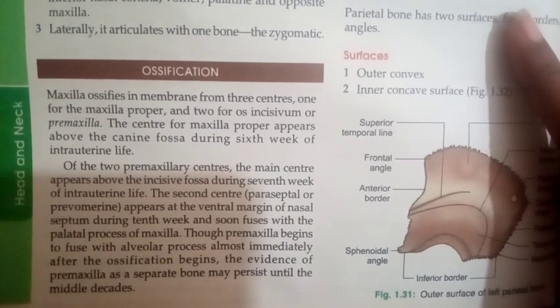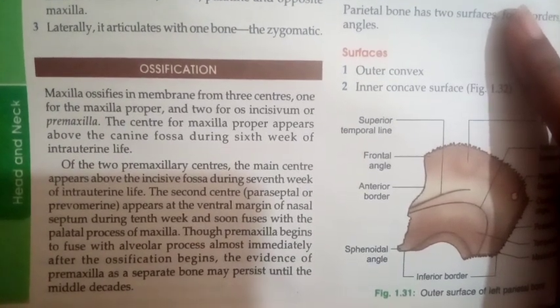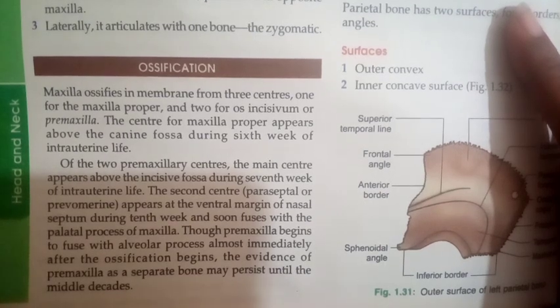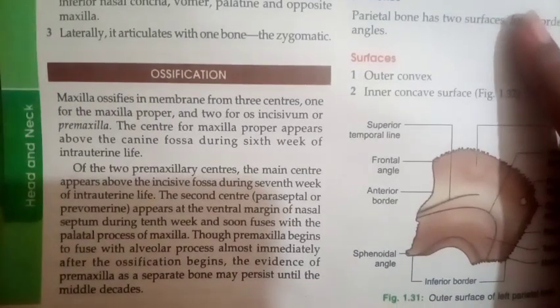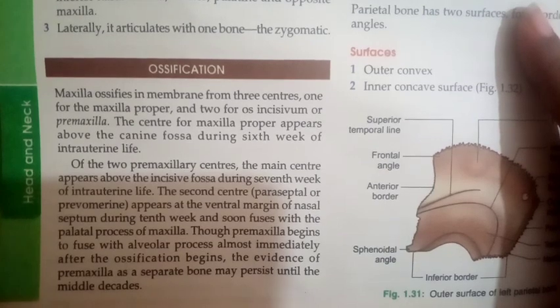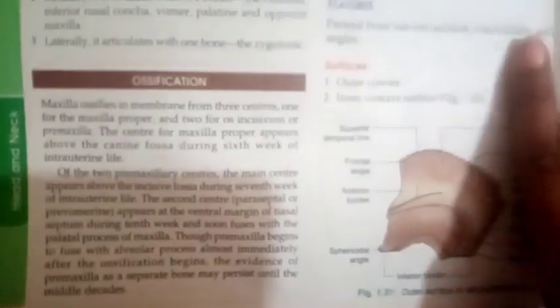The premaxilla begins to fuse with the alveolar process almost immediately after ossification begins. The evidence of the premaxilla as a separate bone may persist until the middle decades.